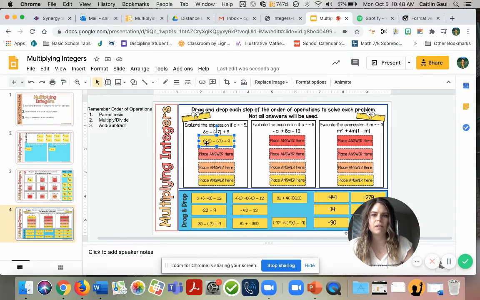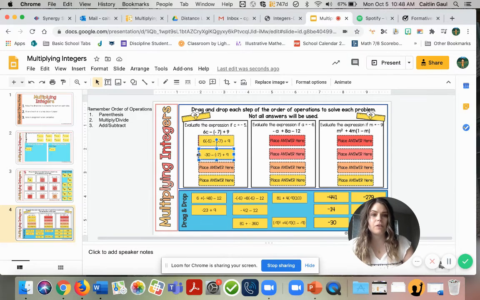So I'm going to multiply this 6 by 5 next. It's a positive and a negative, different signs. So I'm looking for -30. Here it is. So I'm going to drag and drop there. That's the next step. Do I have anything else to multiply or divide? I do not. So I move on to 3, which is add and subtract.